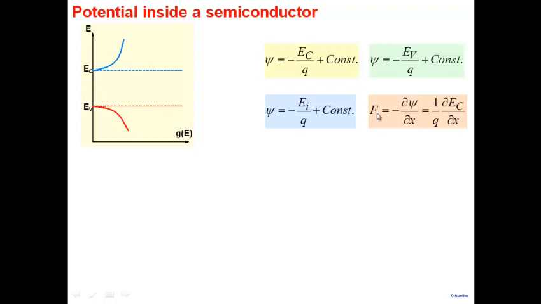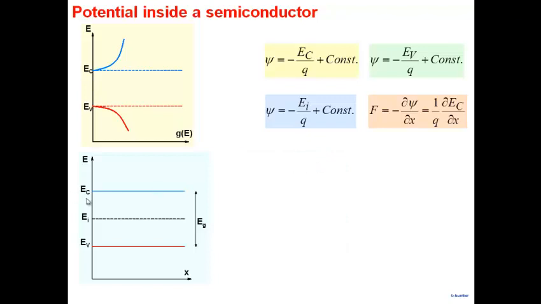Okay, so field then is minus del psi by del x here. Right? Field is derivative of potential here. And if I take the derivative, note that the constant term will go away. So field equal to 1 by Q del EC by del x. So field at any point inside my semiconductor is the slope of my conduction band with respect to x. And same thing I can write: F is equal to 1 by Q del EV by del x, 1 by Q del EI by del x. Okay? So these are very important things here. That psi is related to my EC or EV or EI through this term here, and my electric field is 1 by Q del EC by del x. Okay, very important terms here.